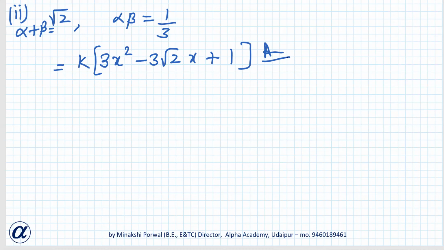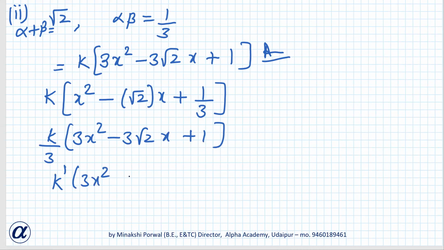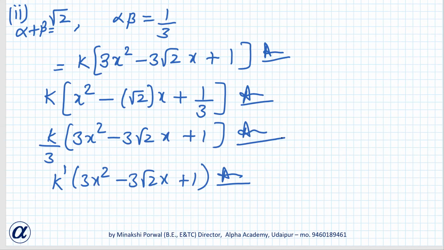Everybody is getting this answer, second one. How we have done: k into x square minus alpha plus beta, which is root 2, into x plus alpha into beta. This can be written as 3x square minus 3 root 2x plus 1, and k upon 3 can be written as another constant. This is also an answer, this one is also an answer. All are correct.